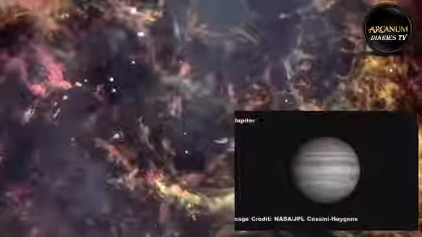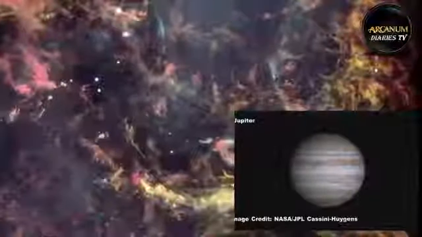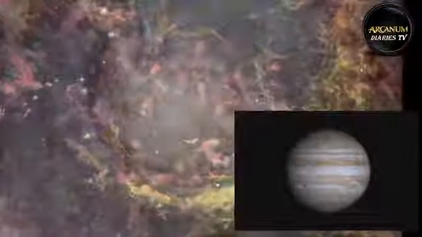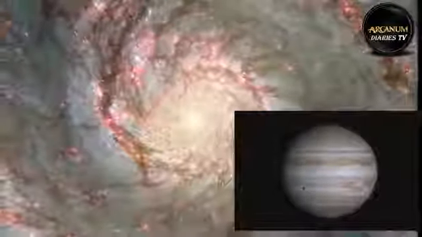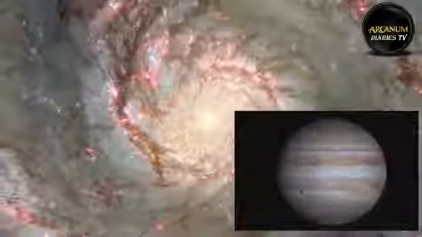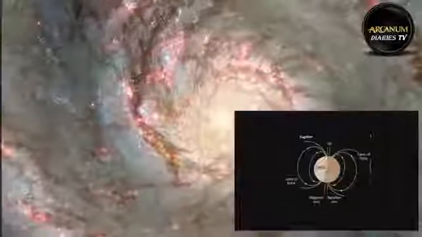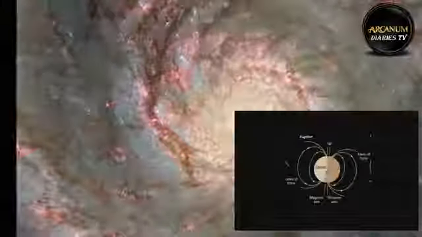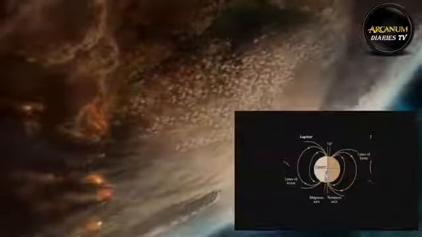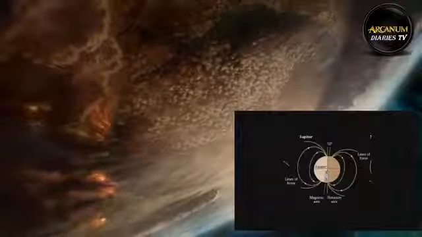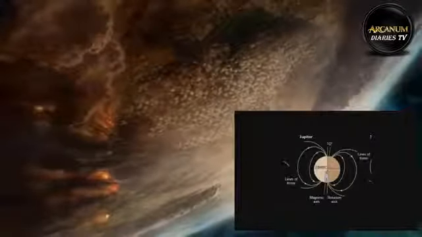Now let's take a look at Jupiter. Here we see that Jupiter's magnetic axis and rotational axis are not quite aligned, and that is why the rings of Jupiter are not as pronounced as the rings around Saturn.